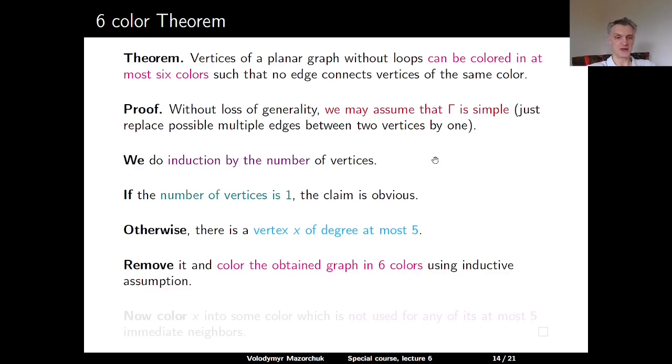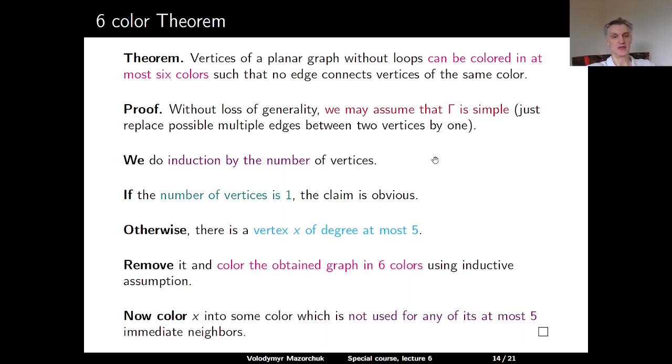So let us remove that vertex and all edges which are adjacent to that vertex. The outcome is a plane graph with a smaller number of vertices, so we can color it with 6 colors. And now we can color our additional vertex x into some color which is not used for any of its at most 5 neighbors. And the theorem is proved. So that's a very easy statement.